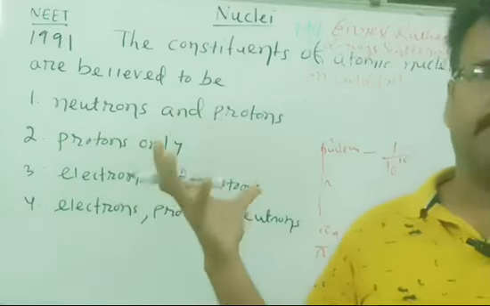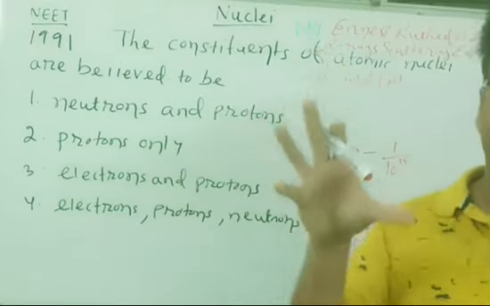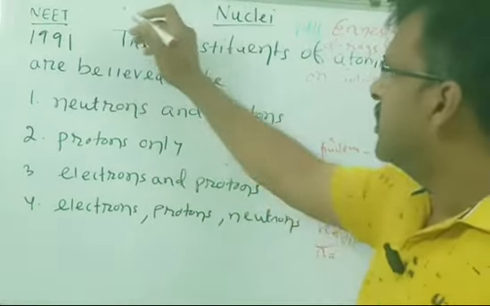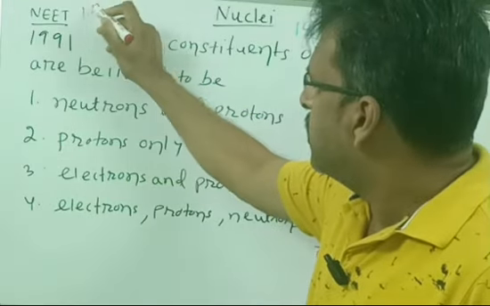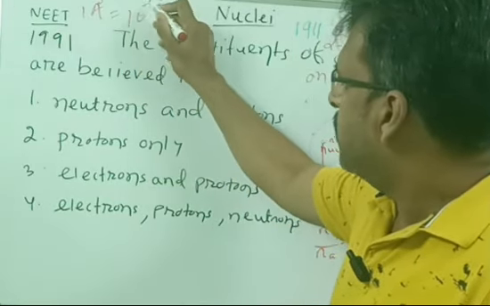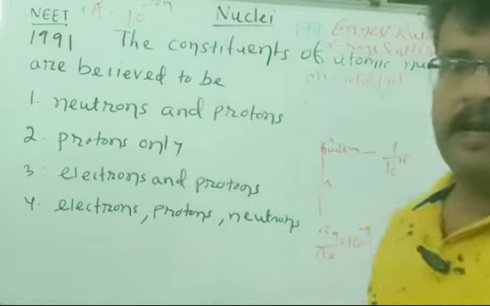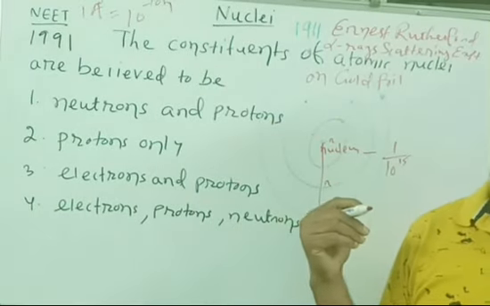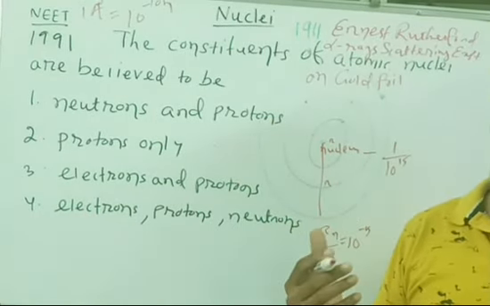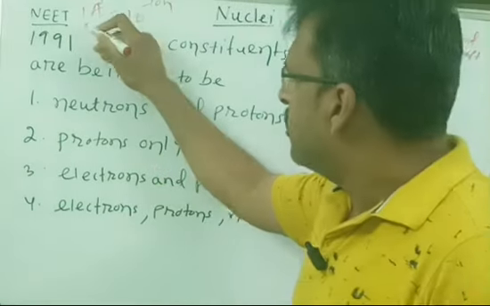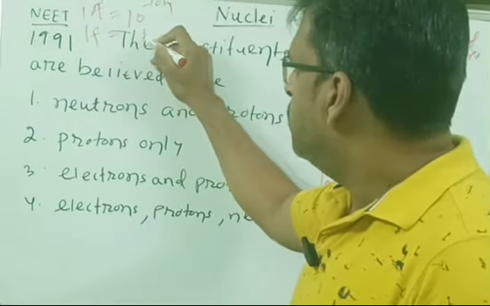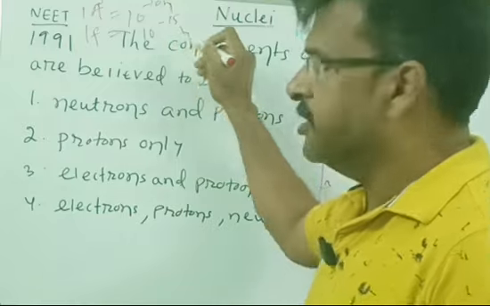We measure the size of atoms in the angstrom scale, and you know, students, 1 angstrom is equal to 10 to the power minus 10 meter. Similarly, the size of the nucleus is measured in Fermi or femtometer, and 1 Fermi or femtometer is equal to 10 to the power minus 15 meter.